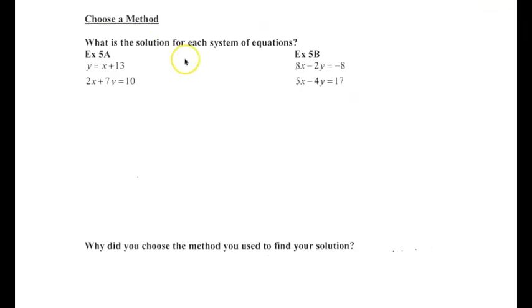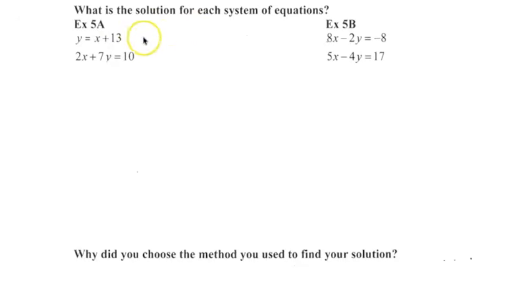Okay, now that we know how to do all three methods, let's talk about choosing a method to solve a system. So let's do this first example here. Keep in mind, any method would work. We could solve this by graphing, by elimination, or by substitution. But what's probably the best method to solve it? In this case, I would say substitution.